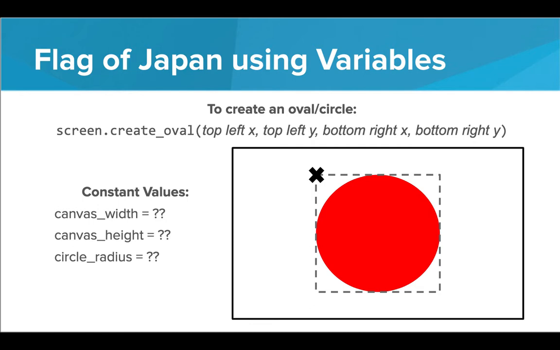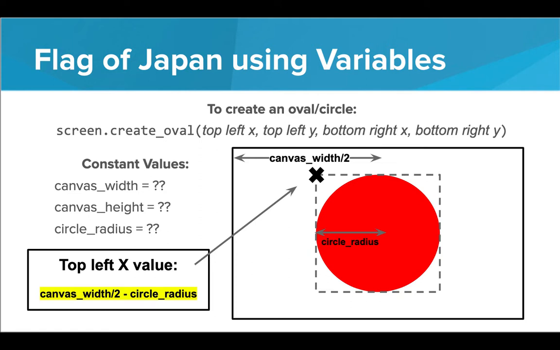If we no longer know the values of our constants, we can simply use the variables in their place. Let's look at finding the x-coordinate of this top left point. We can now just use the variable canvas width to represent the entire length of the canvas. This means that half of the length would just be canvas width divided by 2. If we subtract the value of circle radius from this canvas width divided by 2, we'll find the x-coordinate of that point. Let's see this in the editor.